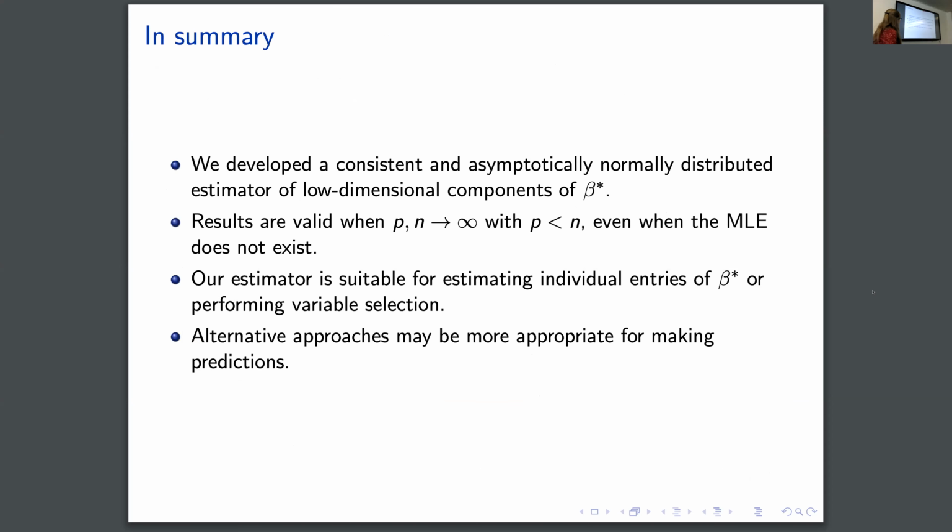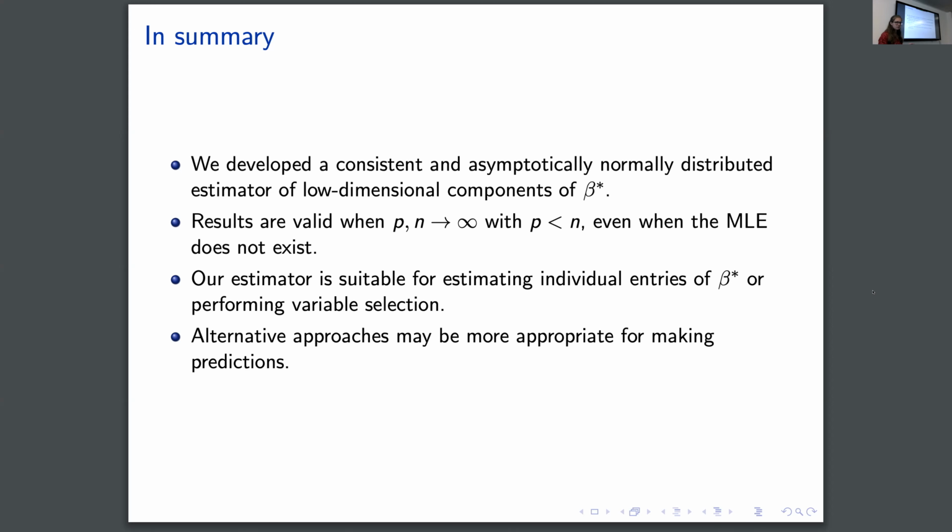So that's pretty much everything. Just in summary, we developed a consistent and asymptotically normally distributed estimator of the individual entries of beta star. You could also do low dimensional sums of entries of beta star, and it would also work with that. Our results are valid in a high dimensional setting, as long as p is less than n, even in cases where the MLE does not exist, and under fairly weak conditions. We haven't assumed anything about sparsity of the precision matrix, and even sparsity of the unknown parameter is relatively flexible.